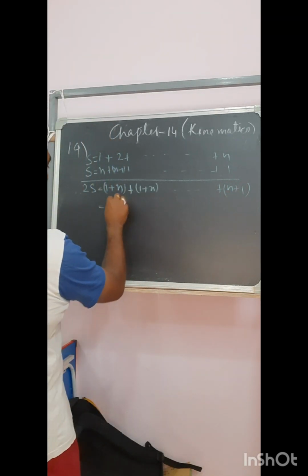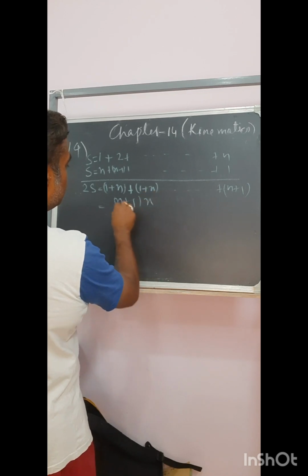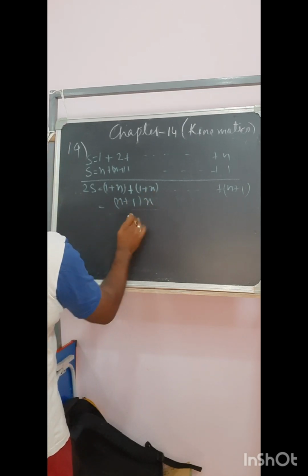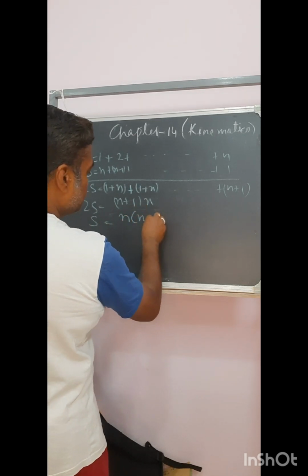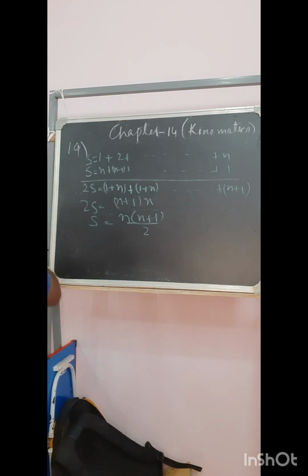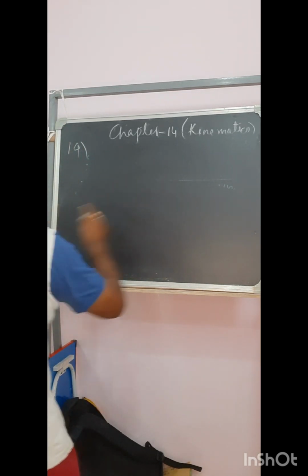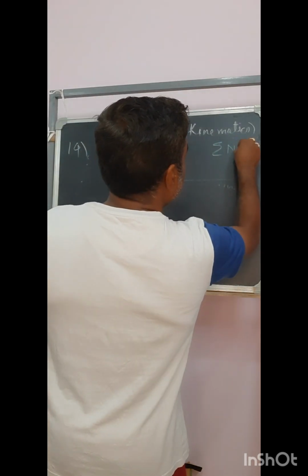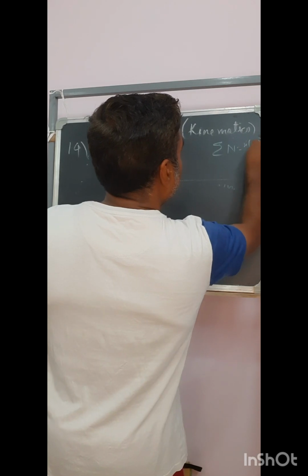So how many n plus 1 will come? N plus 1, there are n numbers of terms, so this will multiply by n. So okay, now 2s is equal to this. Now s is equal to n into n plus 1 by 2. So this is the sum of the natural series. So remember it, this will be useful for the second derivation. So the sum of the natural series is equal to n into n plus 1 by 2.